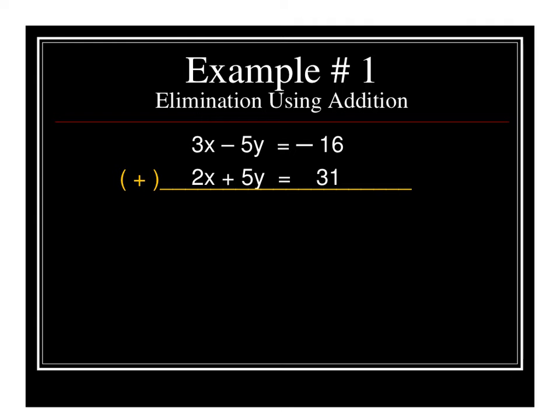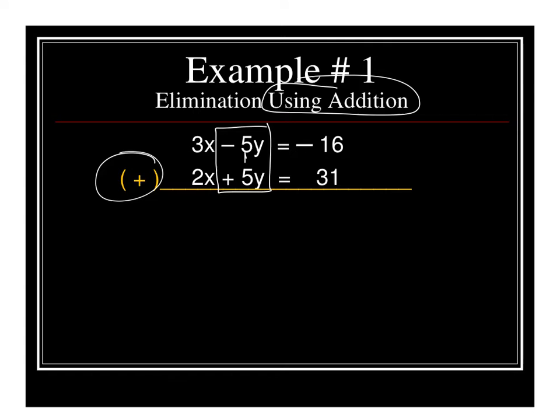Alright. When is the best time, you may ask yourself, to use elimination? Well, the best time to use elimination, especially elimination with addition, is when you have a variable that has the same coefficient. Both the y's here have a 5, but they have opposite signs. One's a negative, one's a positive. That's when you're going to use addition. And all you do with addition is add the 2 equations together. And look what happens here.